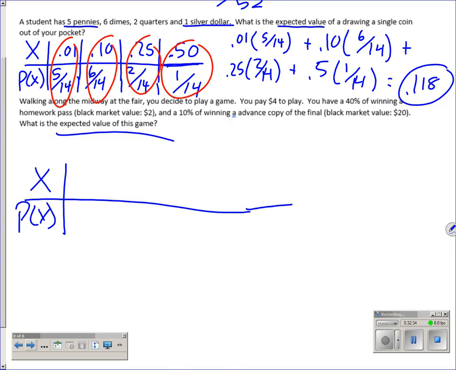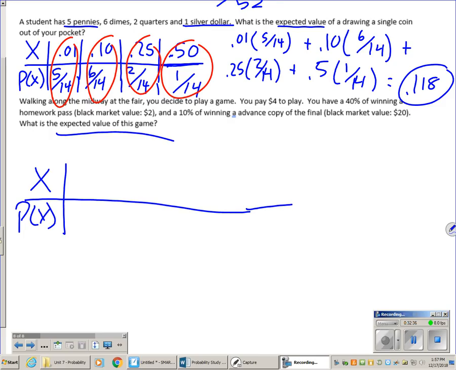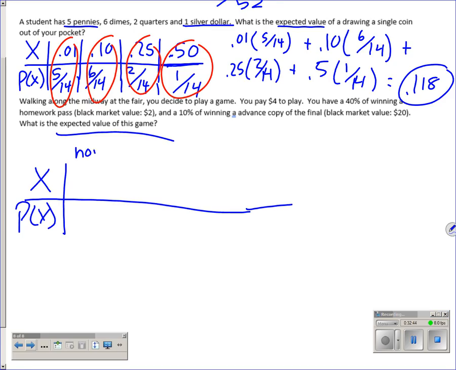Let's talk about the first outcome. First of all, it costs $4 to play. Now, the first thing I can get is the homework pass, okay? Let's think about the actual value that I'm winning when I get the homework pass. Yes, it is worth $2. But how much am I paying? I'm paying $4 to play. So really the money I'm gaining is negative $2. It's not a surprise, but I'm not really winning anything. The value is negative 2. And it says that I have a 40% chance of winning that.